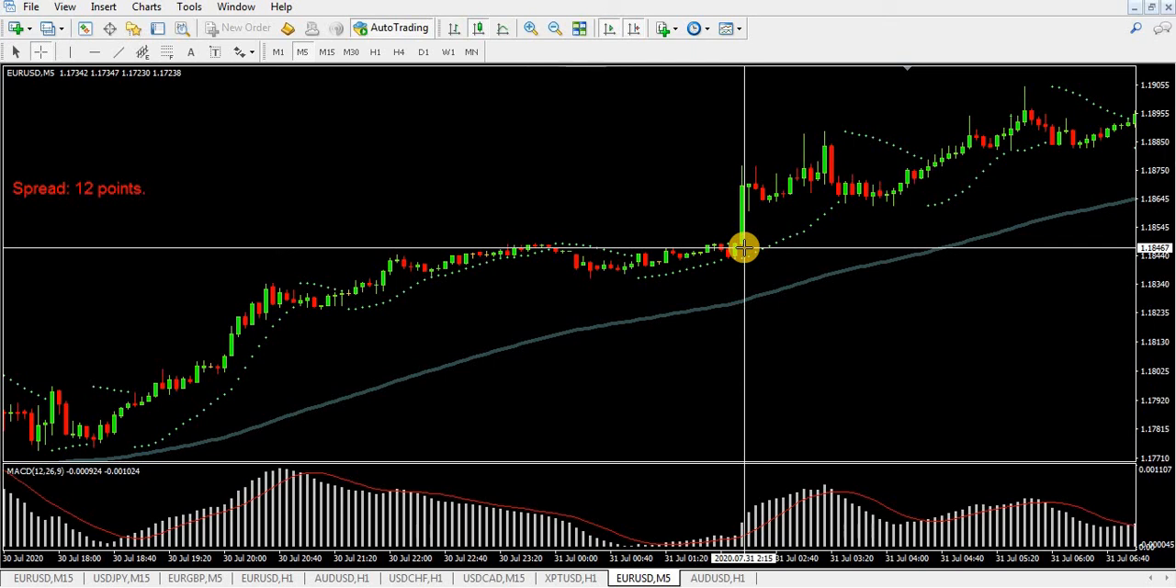Well, that is it for this strategy. Again, fairly simple, and also very effective if you backtest it.